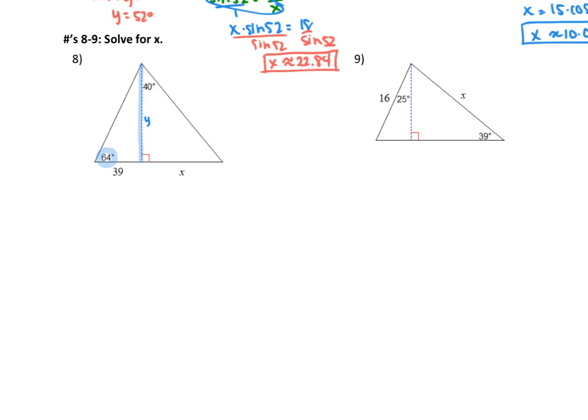64 is my reference angle. I'm going to label my sides. Since I'm solving for y, that's the opposite side, and I have 39, which is the adjacent, so OA means we're going to use tan. So it's going to be y over 39, and then cross multiply. So 39 times tan 64, we get 79.96.